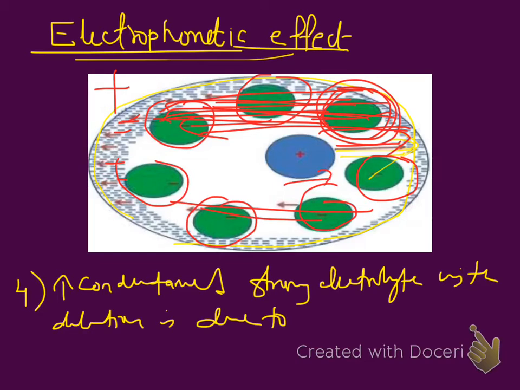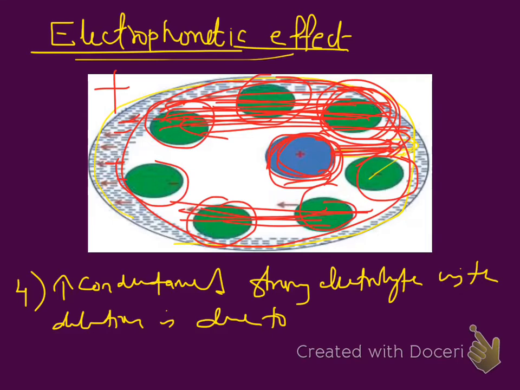That means the positive ion has to flow against the stream. The stream is in this direction, but it has to move against the stream, which also reduces the speed of the cation. This effect of solvent molecules on the mobility of the ion is called electrophoretic effect.